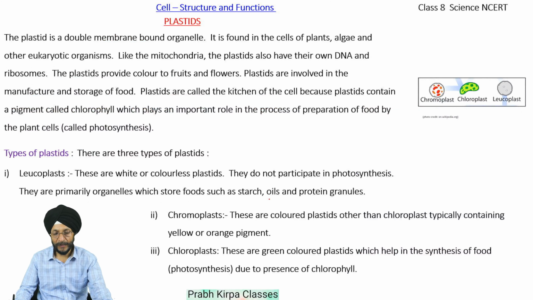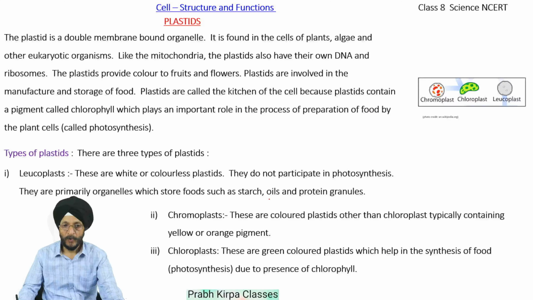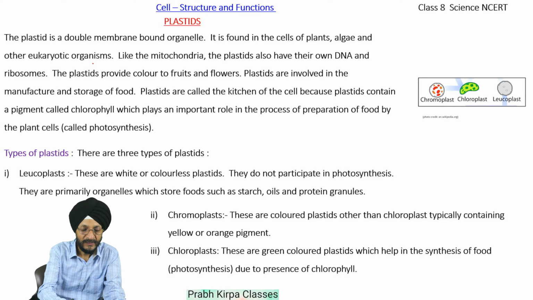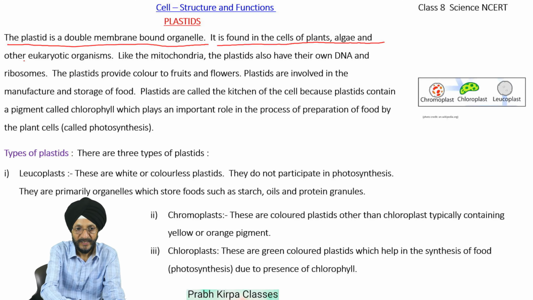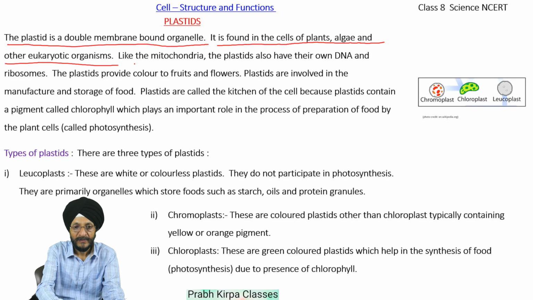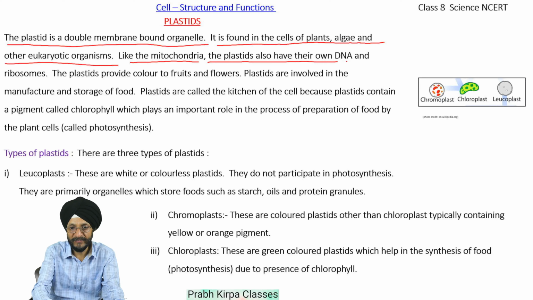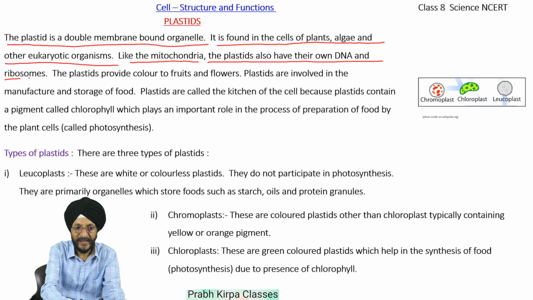Now we discuss another organelle which is present only in plant cells. Animal cells do not have plastids. Why? Let us read it. The plastid is a double membrane-bound organelle. It is found in the cells of plants, algae, and other eukaryotic organisms. Like mitochondria, the plastids also have their own DNA and ribosomes.